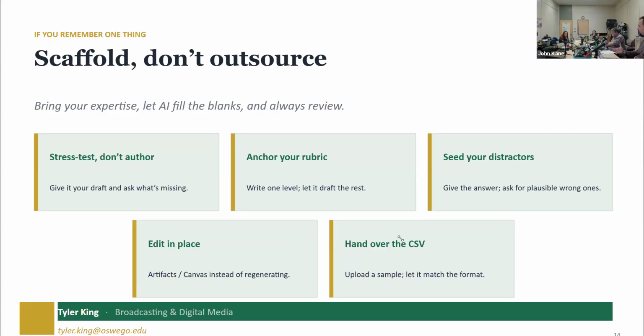I do this with writing exercises as well. AI is terrible at broadcast writing, but it is very good at bad broadcast writing. So when I want to make an assignment for my students to correct common mistakes, it's very good at generating examples of common mistakes. It's very good at doing a bad job. And that can be just as useful sometimes as it being good at doing a good job.